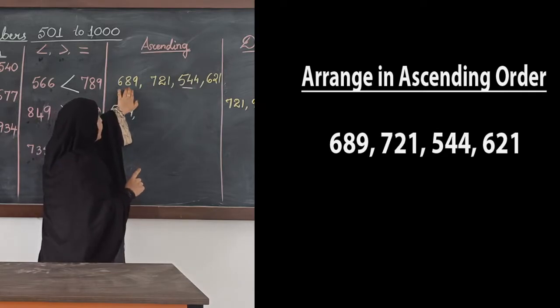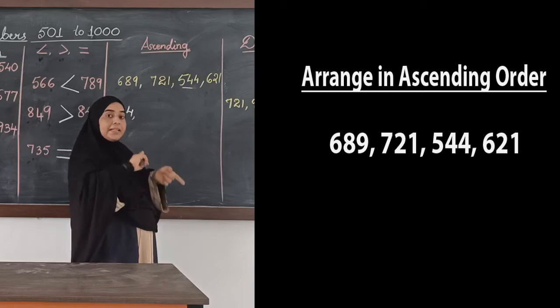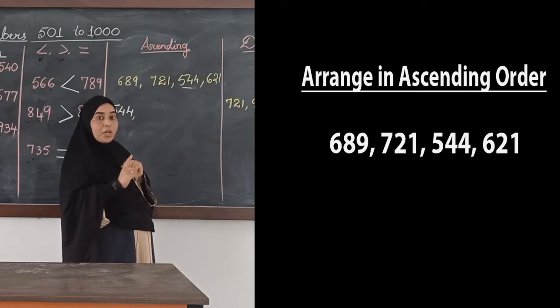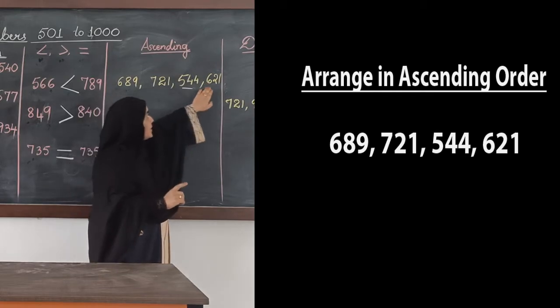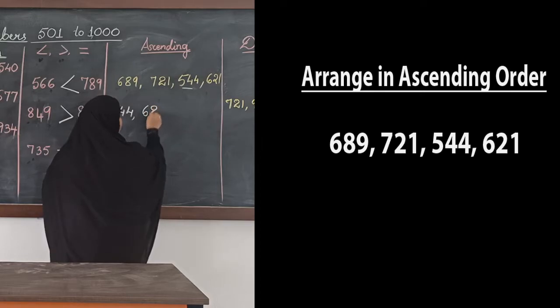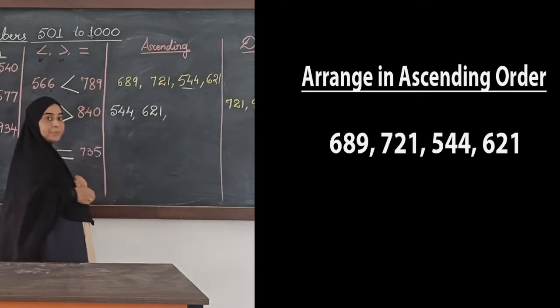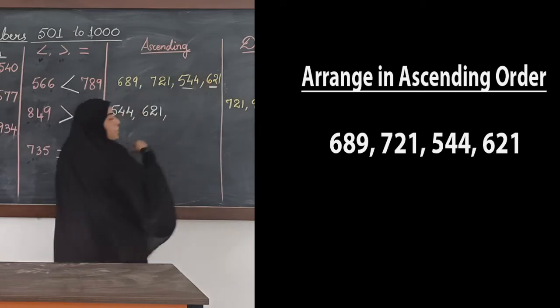So 689 and 621. Now 89 and 21, which will be smaller? Of course, 21 is small. So the next number that we write will be 621. Okay. Now third number, we have this number also we have written.